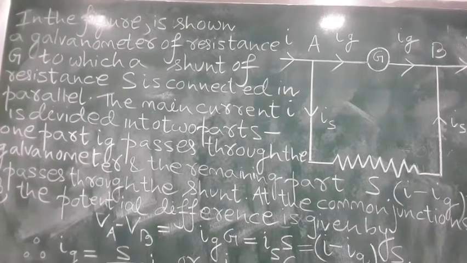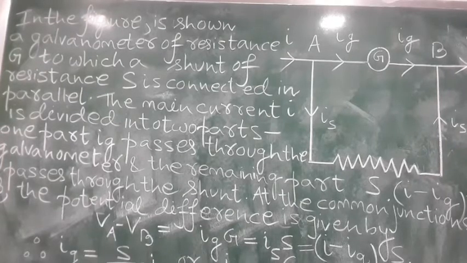At the common junctions A and B, the potential difference is given by VA minus VB equal to Ig into G equal to Is into S, which is equal to (I minus Ig) S. Therefore, Ig equal to S by (S plus G) into I, or Is equal to G by (G plus S) into I. Please write this down.